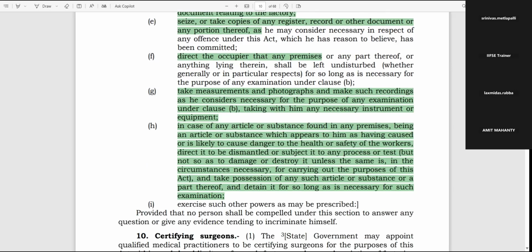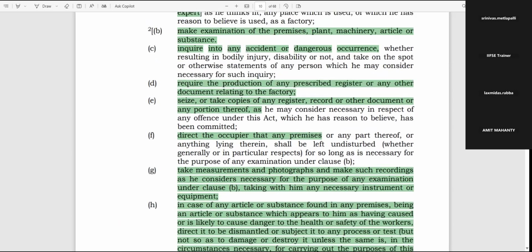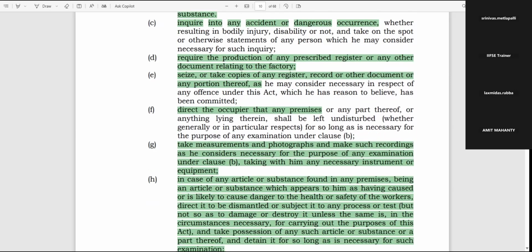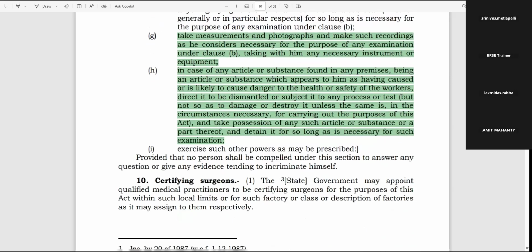Direct to the occupier that any premises or any part thereof or anything lying therein shall be left undisturbed, whether generally or in particular respects, for as long as is necessary for the purpose of any examination under clause B. Okay, it is about the examination. So he can guide or he can direct. Any specific equipment needs to be taken for examination. Hence, if it has been there for longer durations and you are using it again, it has to be examined prior to the usage.